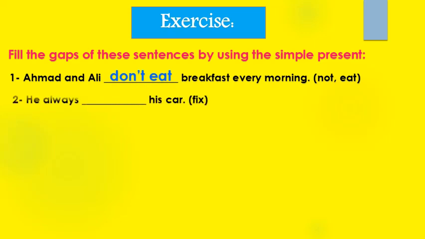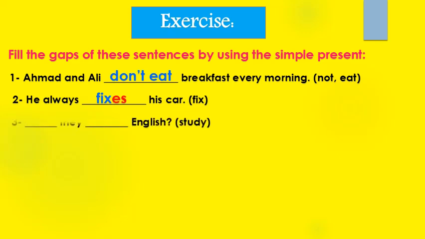Number 2. He always blank his car. Fix. So we have always, it is the keyword. So he, it is singular. And here we have fix, the letter X. So he always fixes. So we add es. Why? Because the verb ends in x.